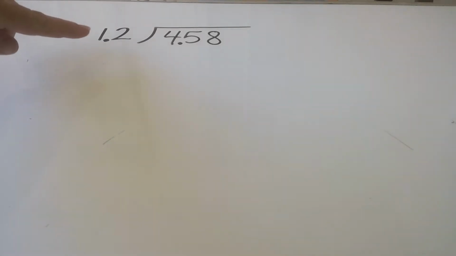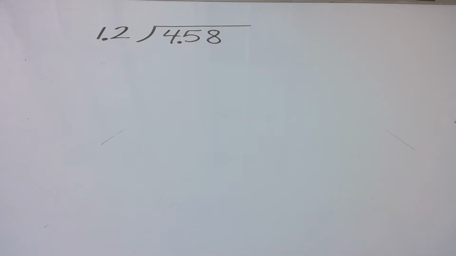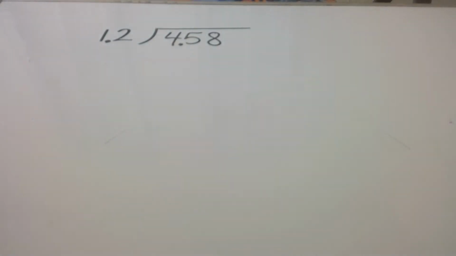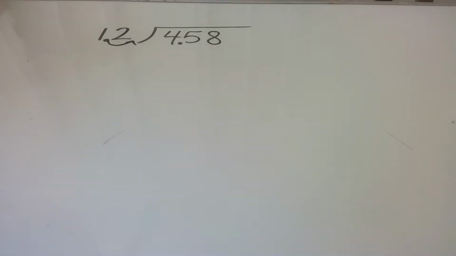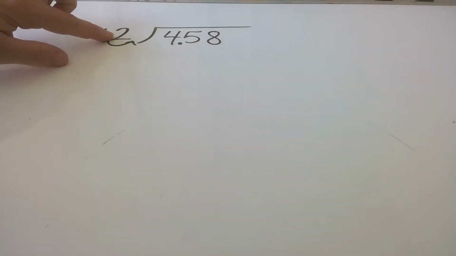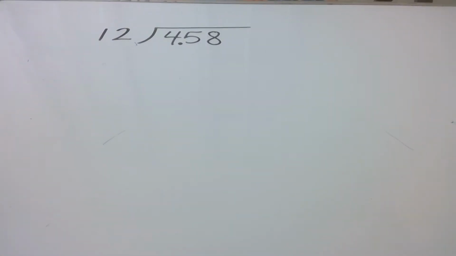Now we cannot begin a division problem when we have a decimal in the divisor. And the simplest way is to remember the rule of 10. We're going to move the decimal one place to the right. That will get rid of this decimal. And instead of 1 and 2 tenths, we have 12.